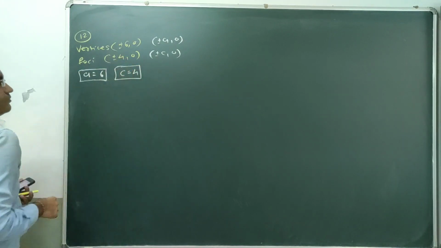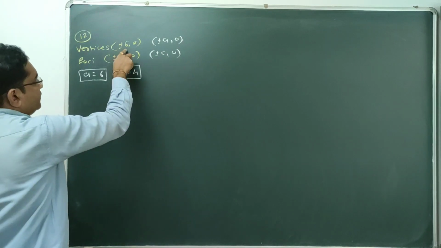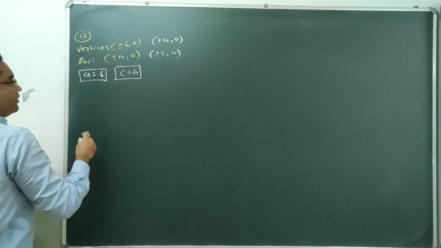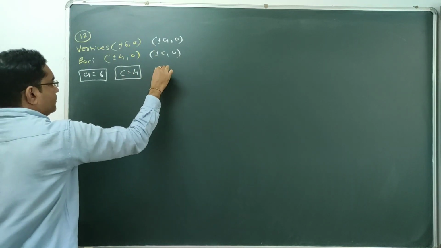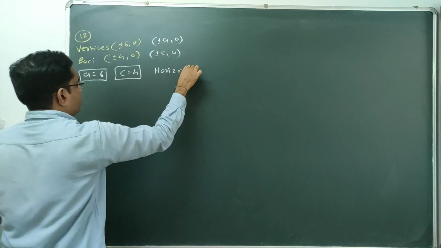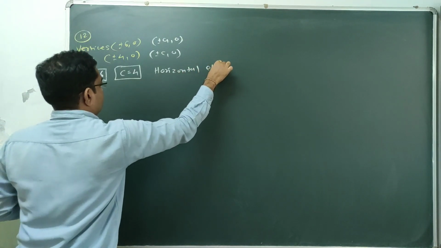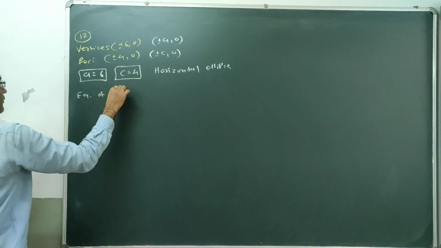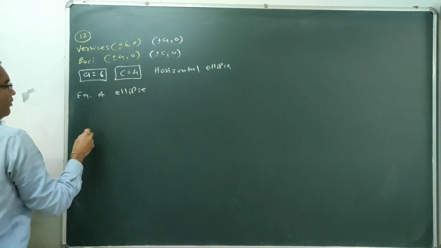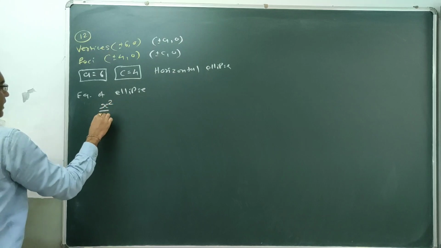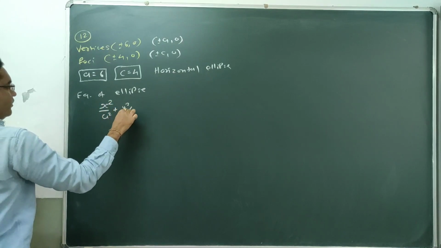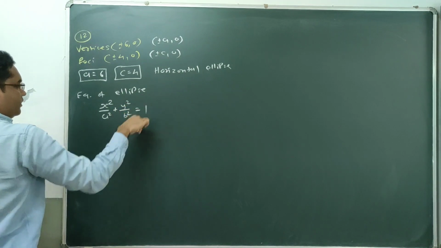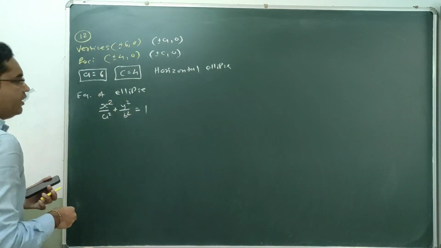Which type of ellipse is there? Both foci and both vertices lie on the x-axis, so it's a case of a horizontal ellipse. For a horizontal ellipse, we can write the equation of the ellipse in the form x square by a square plus y square by b square equal to 1. So here we require the value of b.